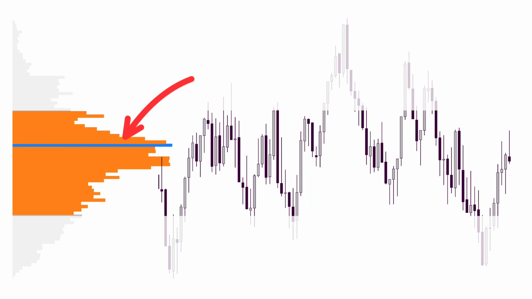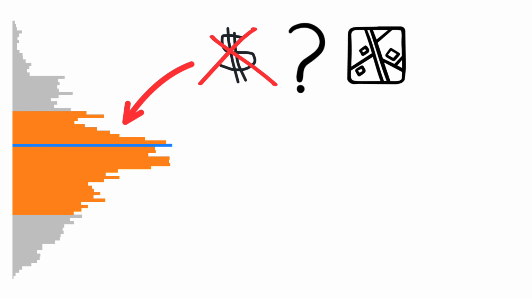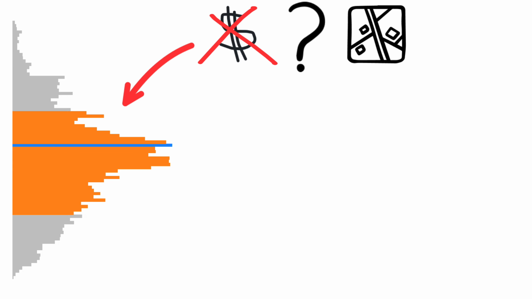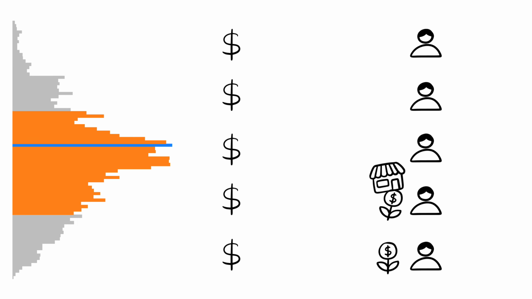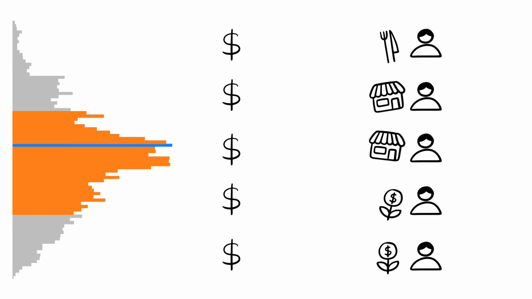The fattest part of your volume profile is the one place you can't make money. In a few minutes, you'll see exactly why and where the money actually is. Because a volume profile isn't a map of prices. It's a map of people: farmers, corner shops, Michelin-starred restaurants, and the professionals are never standing where you are.